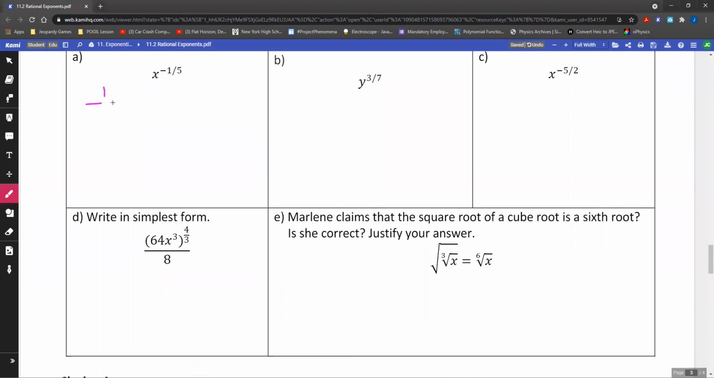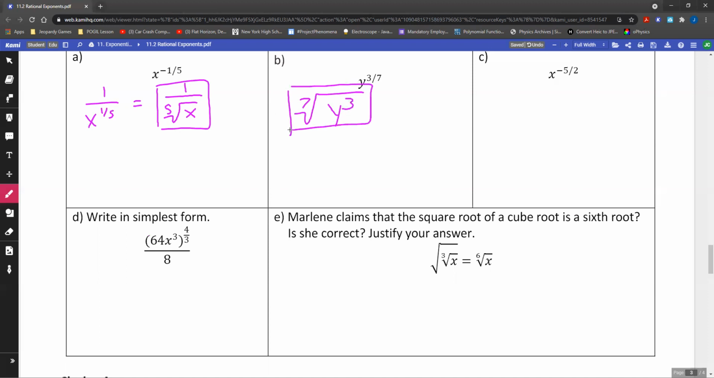So with this, the negative brings the x to the bottom. It becomes positive 1/5, and this becomes a 5th root of x. Here, the root is 7, and the power is 3. We move the whole term to the bottom because of the negative exponent, and the root is 2, and the power is 5. Right. Over here, I guess we'll distribute the 4/3 to each term.